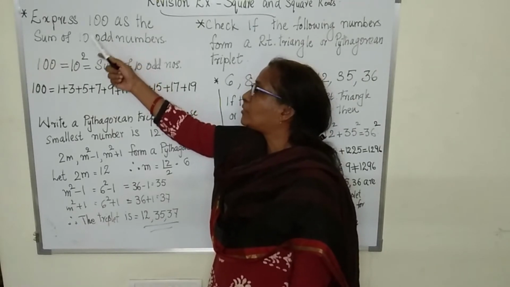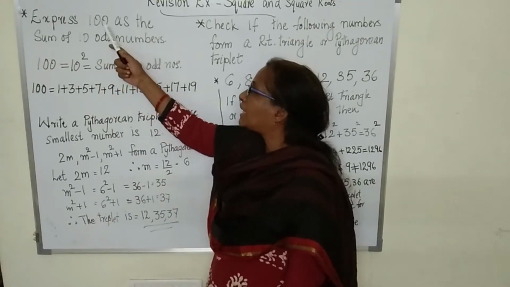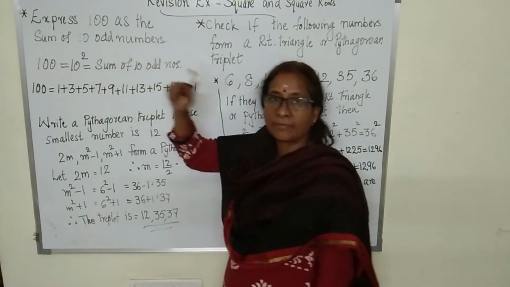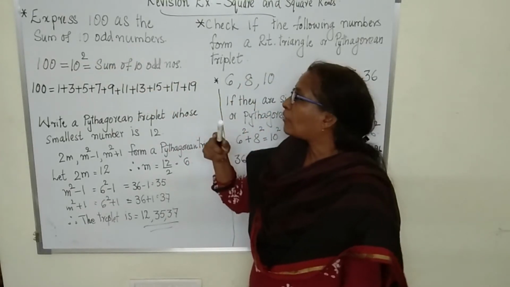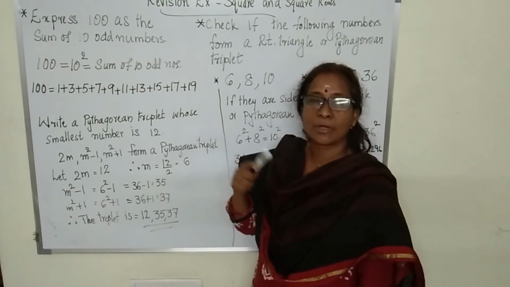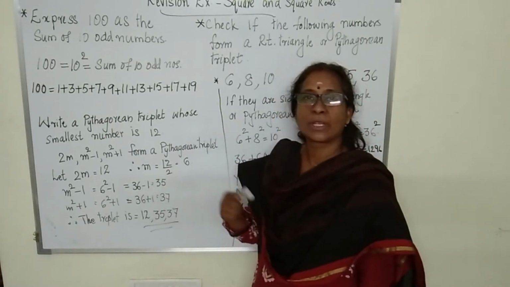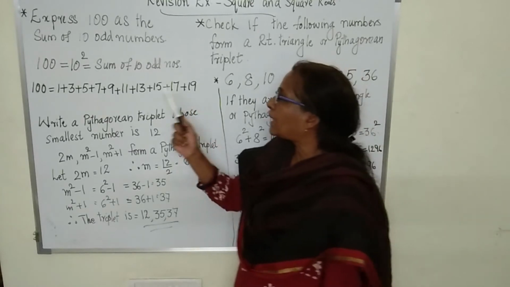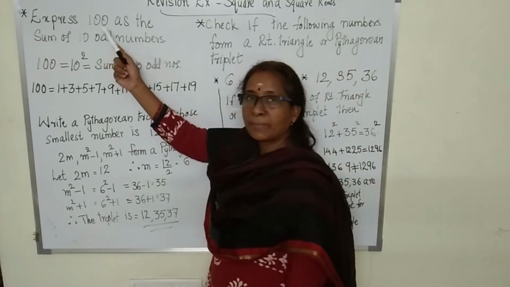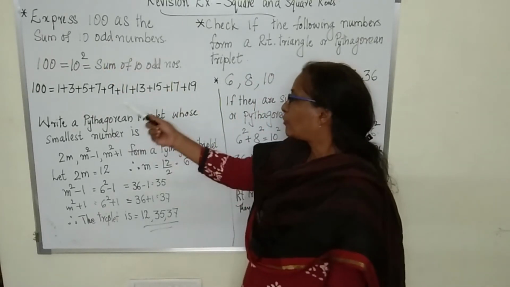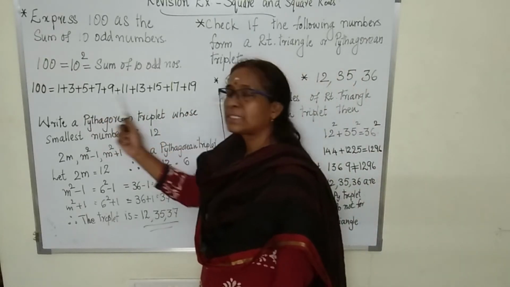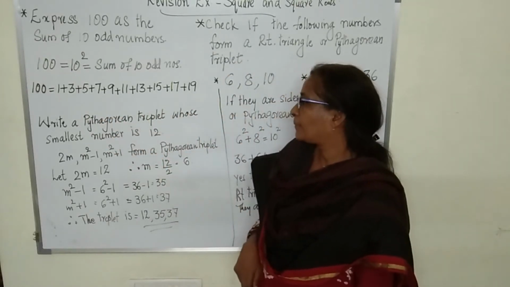Here it is 100, so 10. If it is 81, then 9 nines are 81. Now, if it was 36, then you have to take only 6 numbers. And if it was 4, then you have to take only 2 numbers. So, depending upon the given number and its square root, you can write it as the sum of odd numbers.